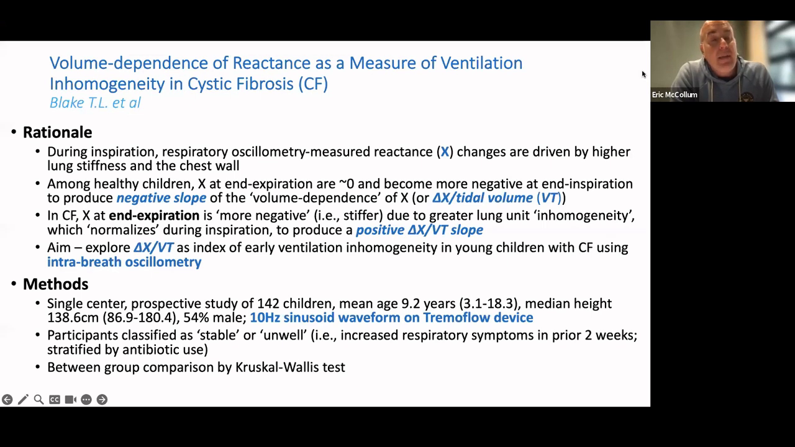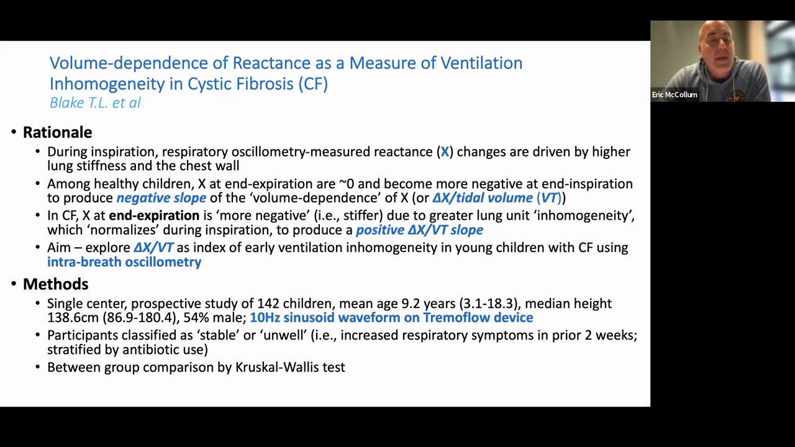slope. And so the aim of this abstract was to explore delta X over VT as an index of early ventilation inhomogeneity in young children with CF using, again, intra-breath oscillometry. This is a single center prospective study, 142 children, mean age 9.2 years. You can see the range there. Heights are given, 54% male. And similarly, the author group used the 10 hertz sinusoid waveform on the TremorFlow device.